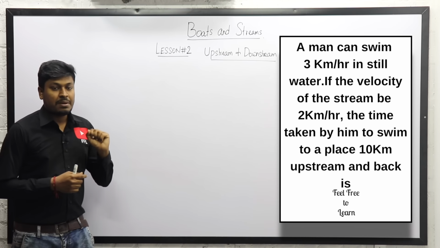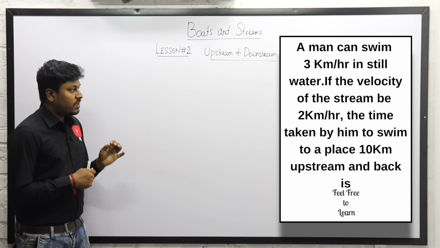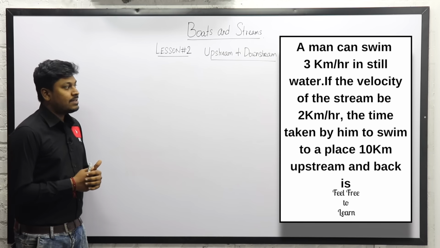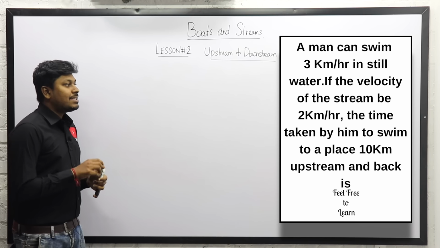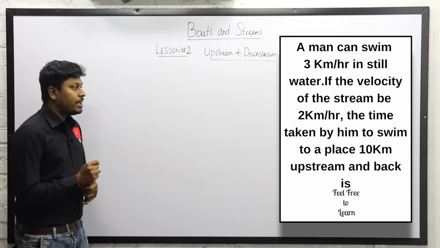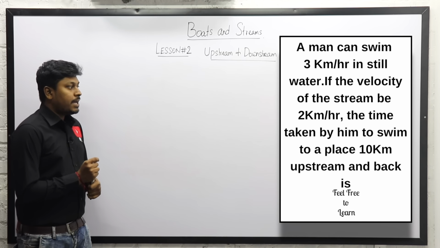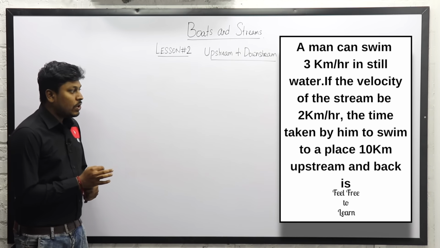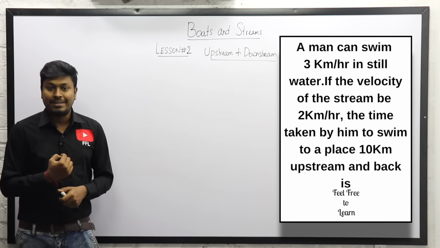So here is question number 1. A man can swim 3 km/h in still water. If the velocity of the stream is 2 km/h, the time taken by him to swim to a place 10 km upstream and back is?